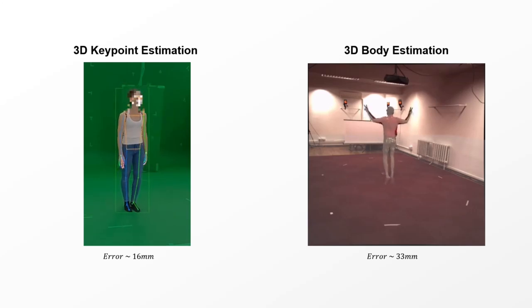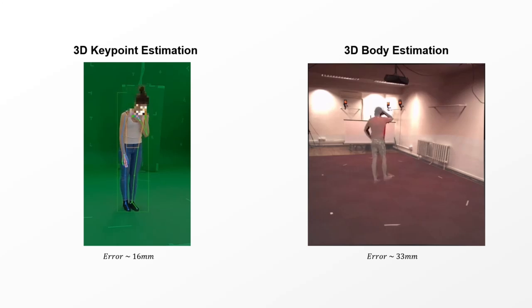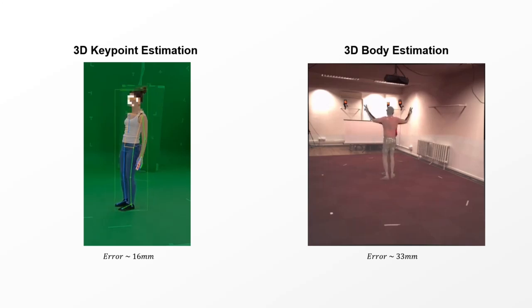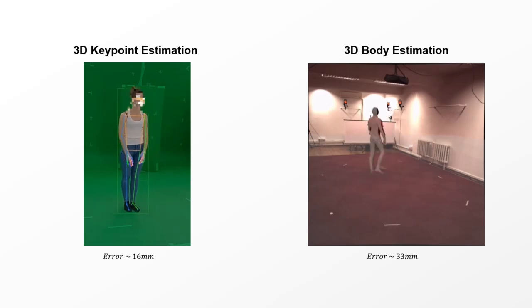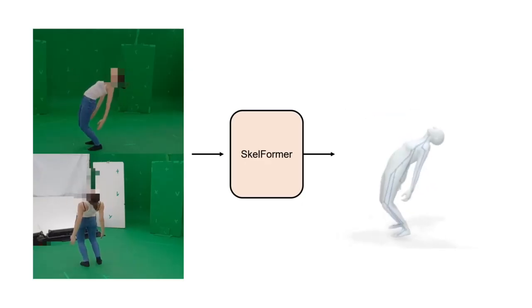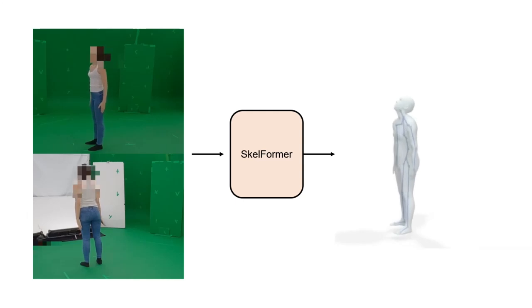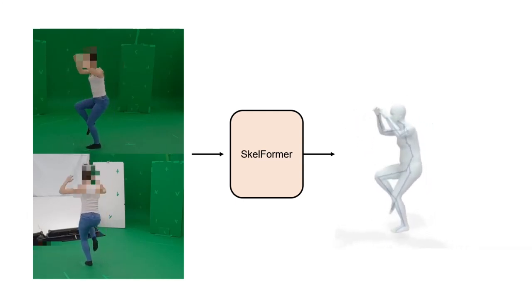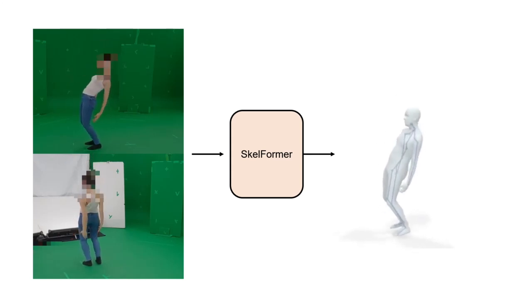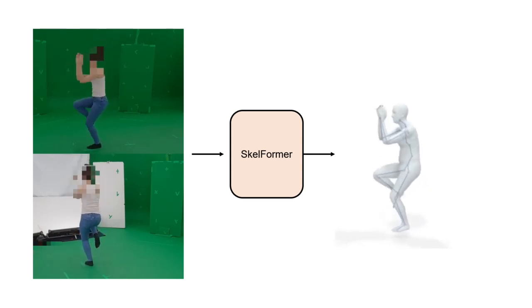Yet, despite the research advances in 3D keypoint estimation, full-body estimation remains a challenge, as the reported error in the literature for full-body pose prediction is often twice as 3D keypoint estimation. In this research, we present a markerless motion capture pipeline named SkelFormer. Our pipeline predicts the full-body pose and shape with high accuracy from multi-view images and shows great generalizability to out-of-distribution data.